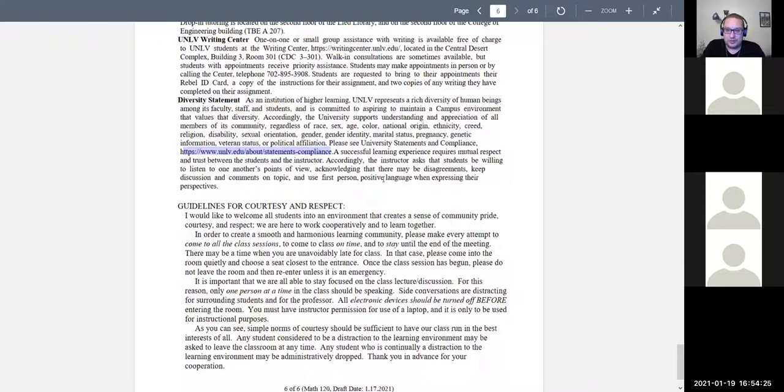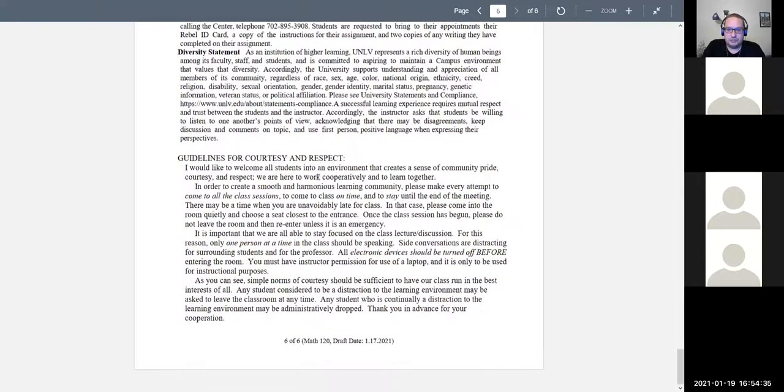A successful learning experience requires mutual respect and trust between the students and the instructor. Accordingly, the instructor asks that the students be willing to listen to one another's points of view, acknowledging that there may be disagreements. We want to keep the discussion and comments on topic and use first-person positive language when expressing your perspectives, their perspectives.